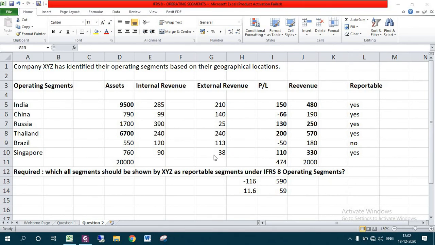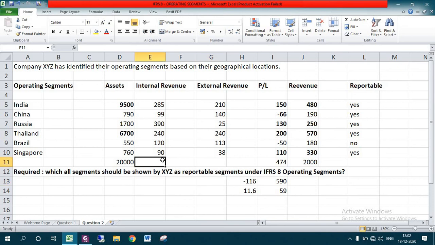Now let's check the 75% of the external revenue. So 766 is the total external revenue, and 75% of that is, just a minute, that is 574.5. So which means that the total external revenue of the reportable segments should be above 574.5. Otherwise, we need to include other segments as reportable segments till that external revenue reaches 75%, which in this case is 574.5. So let's check the total external revenue of the reportable segments.